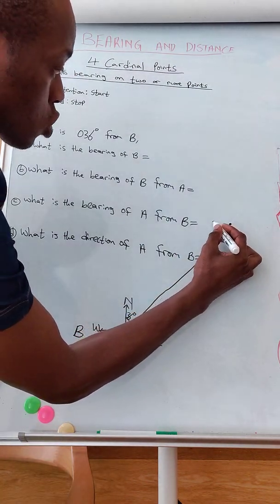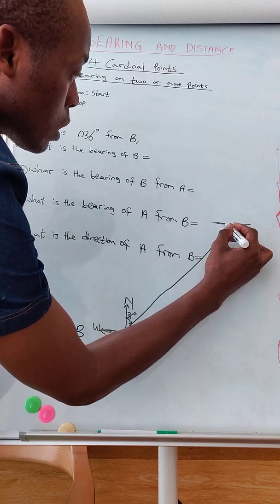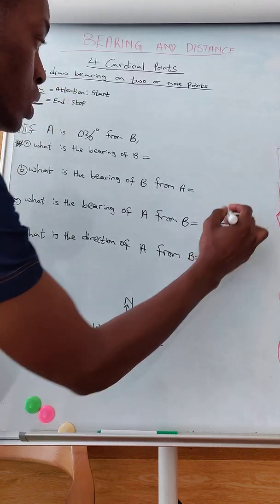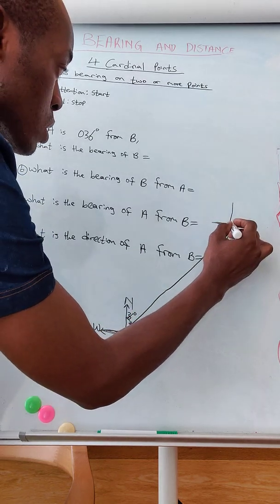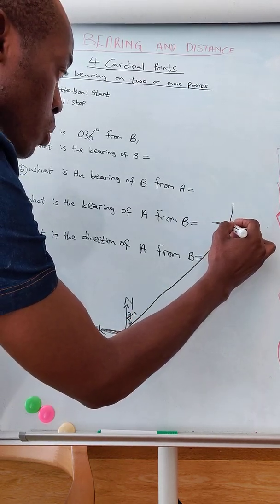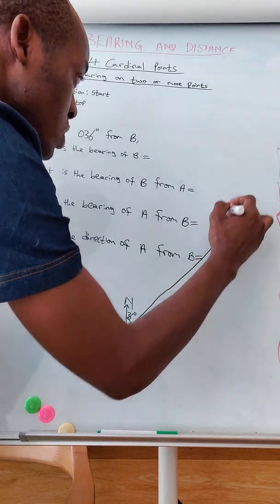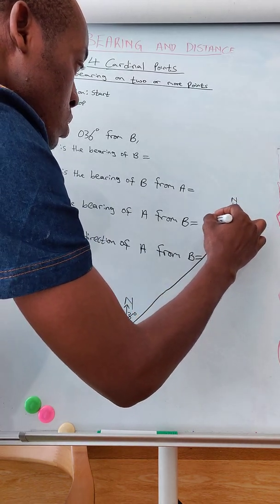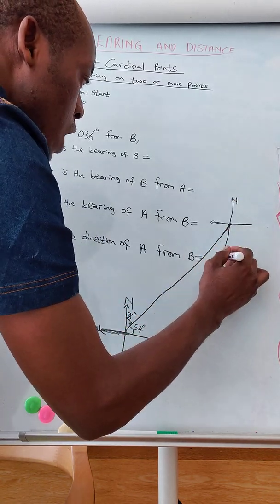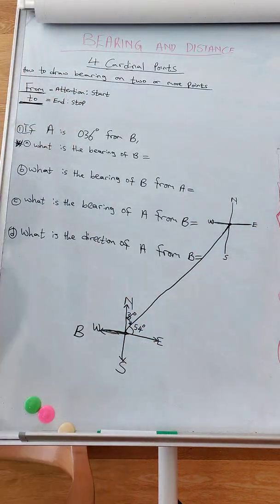After the point, draw a horizontal line. Then draw a vertical line on that same point. Name it north, south, west, and east.